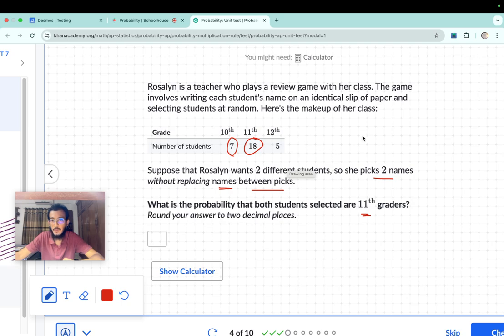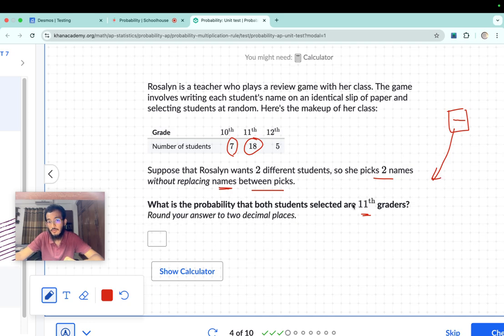So she's a teacher who plays a review game with her class. The game involves writing each student's name on an identical slip of paper. So here's this paper, you write the name, and selecting students at random. So she wants two different students, so she picks two names without replacing names between picks, which means once you take this, that's it. You're not putting it back again in the place from where you picked up the paper, without replacing.